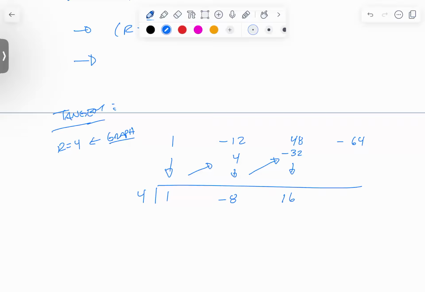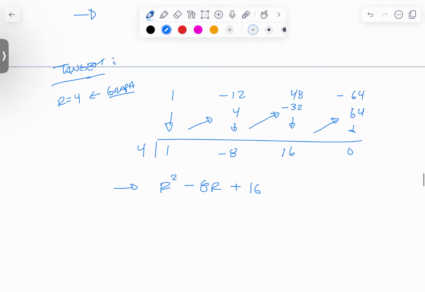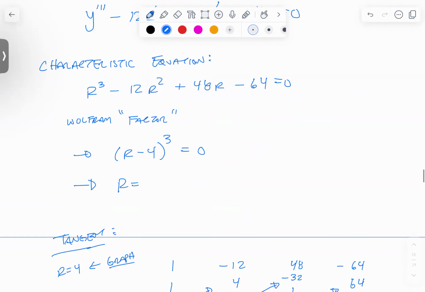Now sum that, 16, multiply again by 4. It's always this guy we're multiplying. So 64, and look, it works out to be 0. And this is r squared minus 8r plus 16, which is a perfect square trinomial that factors as r minus 4 squared. So the solutions would be r equals 4 with multiplicity 3. Just an FYI.